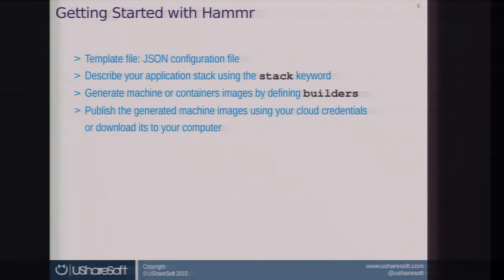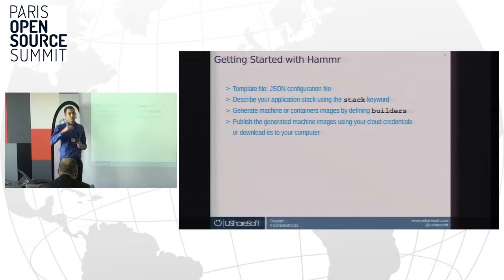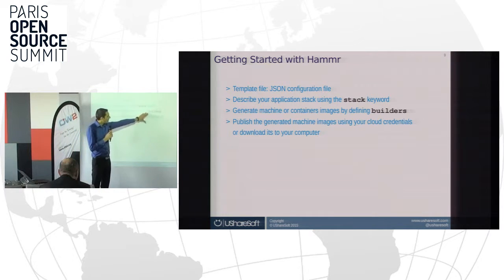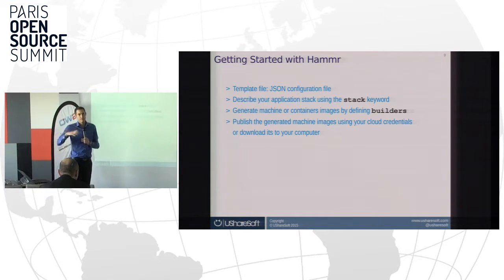So I have spoken a little about this. The first input of Hammer is a JSON file. We can find two different parts in this file. The first one is stack. In the stack part, we describe your appliance. And in the builder part, we describe the format in which you want to generate this appliance, for example, VirtualBox or KVM.